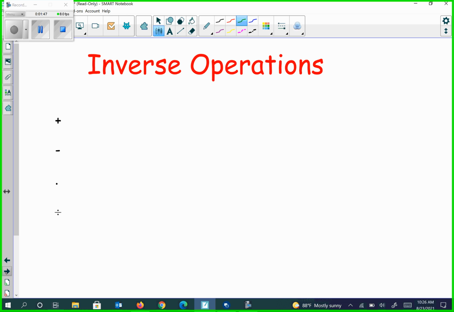Okay, so in math they have rules, and there are things that are inverse operations, meaning it's an operation that would undo something. So addition and subtraction are inverse operations. In order to undo something, if it was added, you would have to subtract it. If you had it subtracted, you would have to add it. And what we're going to say is we're going to do it to both sides of the equal sign eventually. And then multiplication and division are also inverse operations.